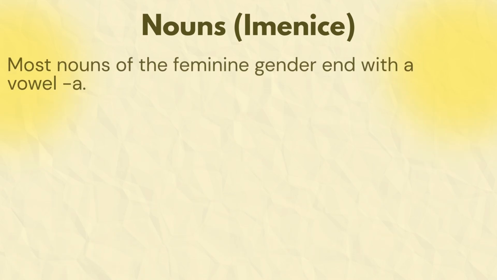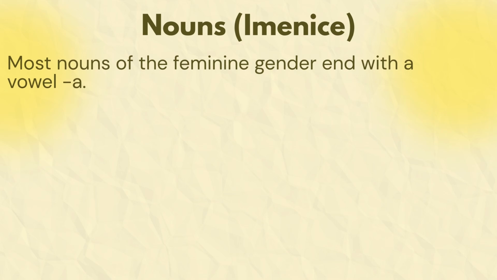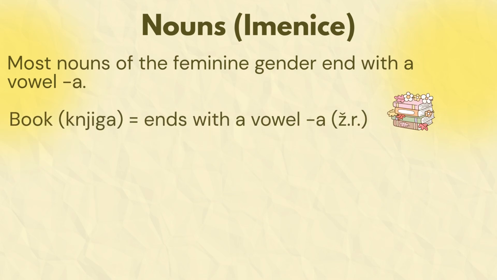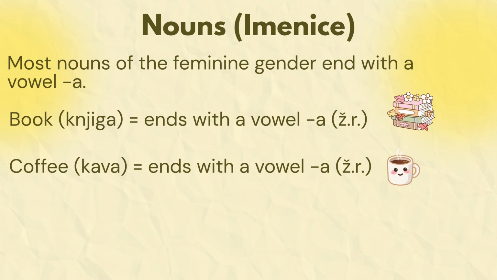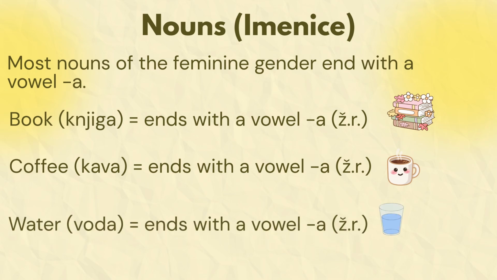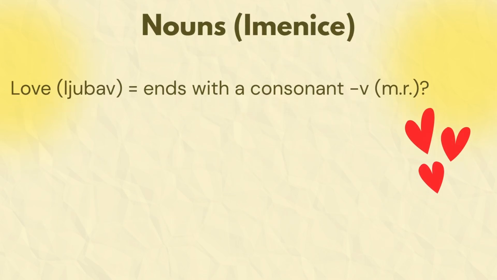Most nouns of the feminine gender end with the vowel A. Book, knjiga, ends with the A. Coffee, kava, ends with the A. Water, voda, ends with the A. Love, ljubav, ends with the consonant V.